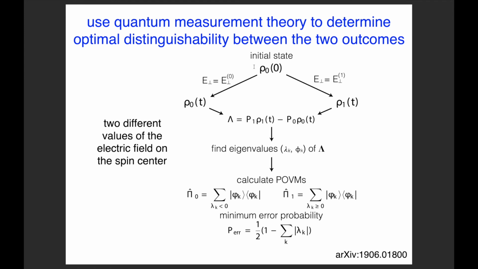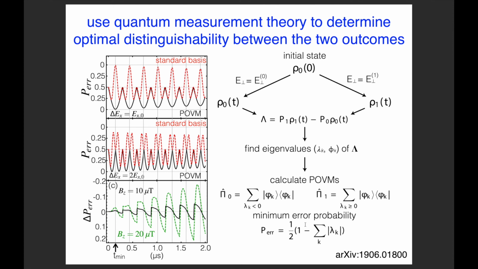And the flowchart for how this is done is described here, where you calculate a time-dependent density matrix depending on what the electric field is going to be. You construct the relevant matrix here and find its eigenvalues, and then you calculate the optimum POVMs and get the minimum error probability. So here's a calculation of this minimum error probability as a function of time as the system is precessing around. In fact, you find that in the POVM basis, the optimum error rate is better than it would be using a standard basis.